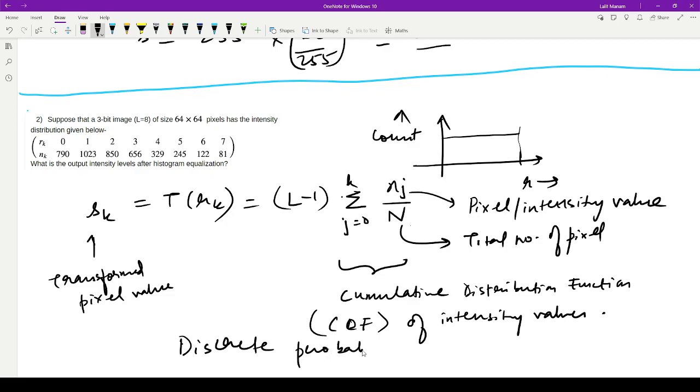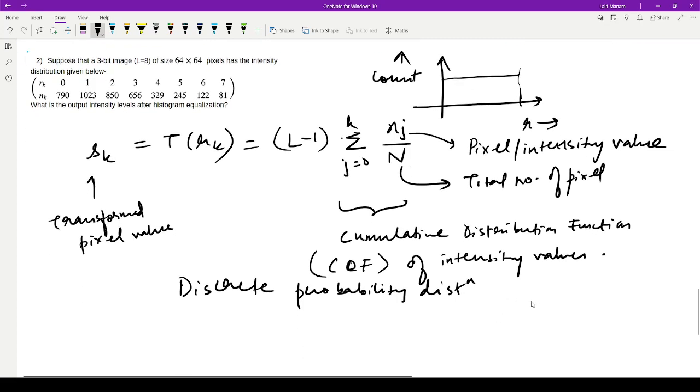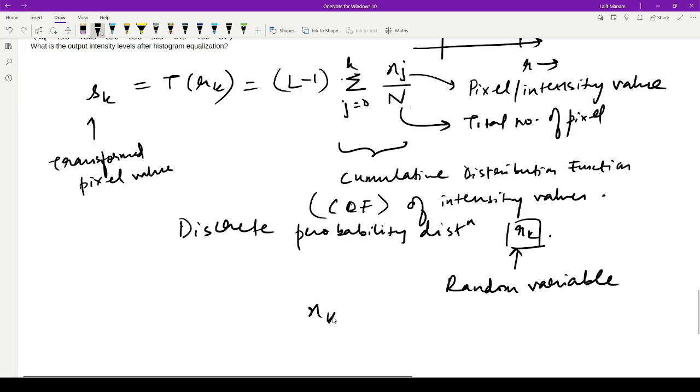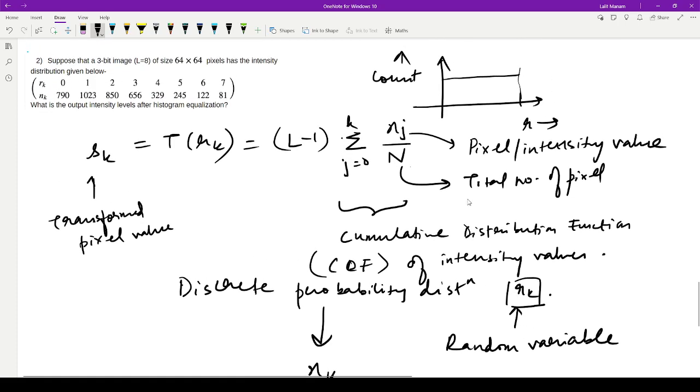Discrete probability distribution, where your random variable is what? r_k is a random variable, and this n_k is the discrete probability distribution for that random variable r_k. Does everyone agree with this? Yes. So that's a nice interpretation, and that's how people have come up with histogram equalization.